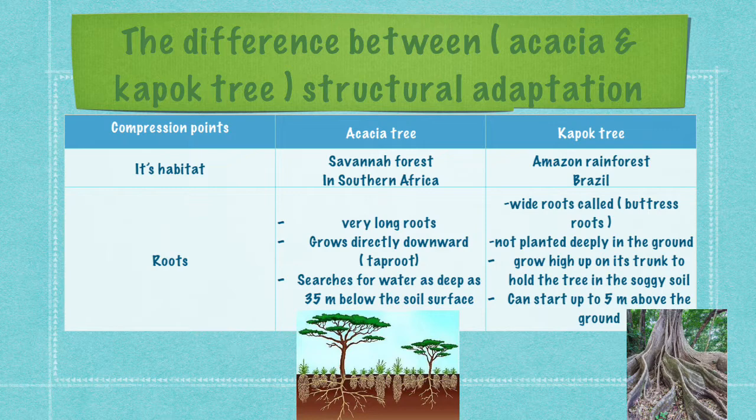But the kabak roots are very wide roots, and we call them buttress roots. Buttress roots are not planted deeply in the ground, but they grow high up on its trunk to hold the tree firmly in the soggy soil. Some of these roots can start up to 5 meters above the ground. In these two pictures, we can notice the difference between acacia roots and kabak roots.